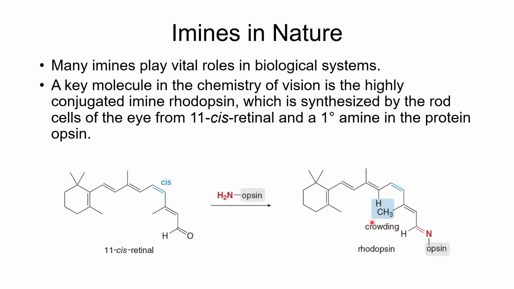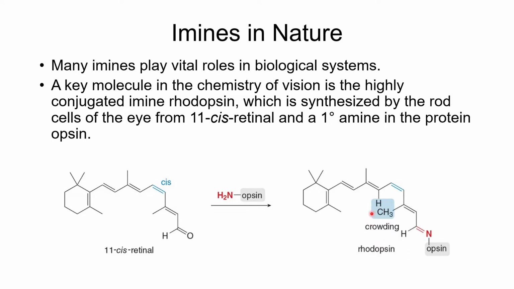This rhodopsin is very, very light sensitive. This is inside the rods of your eyes. The rods are the component of your vision. There's rods and cones, and the rods are the component of your vision that give you low light vision. This molecule is what makes it possible for that low light vision to occur.